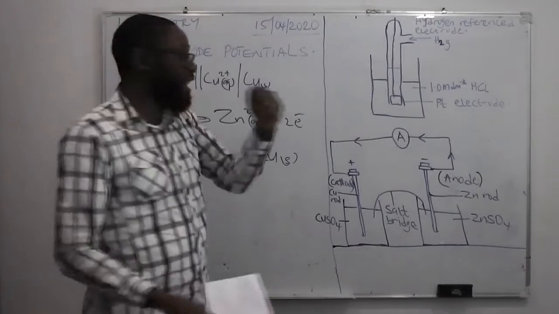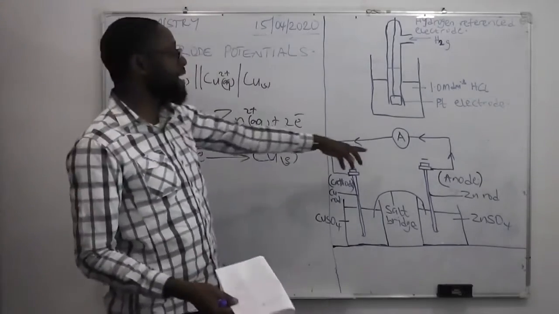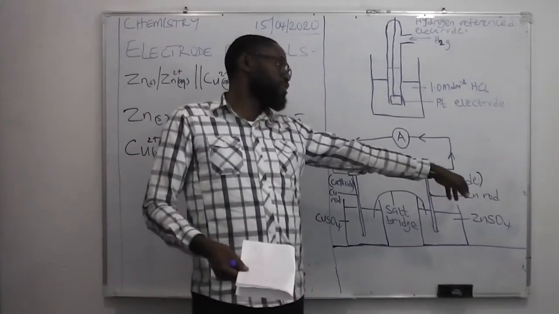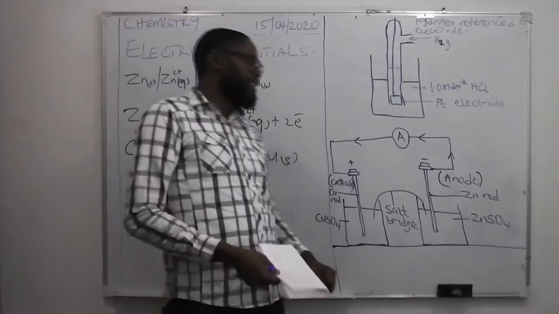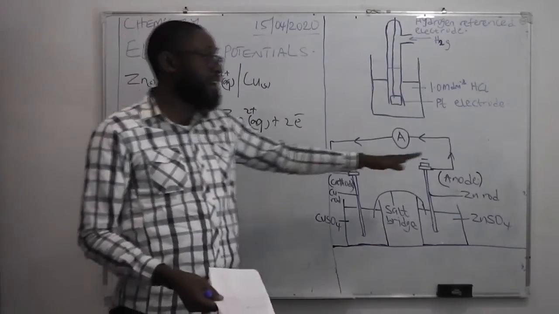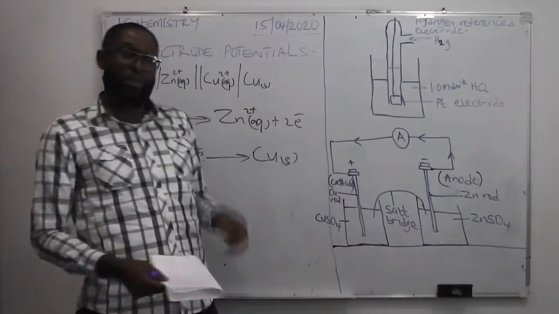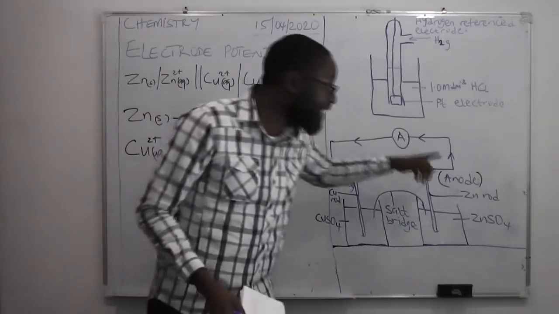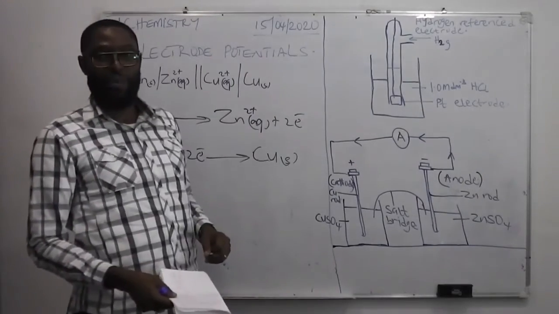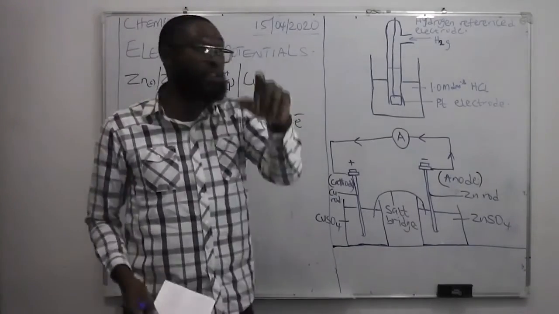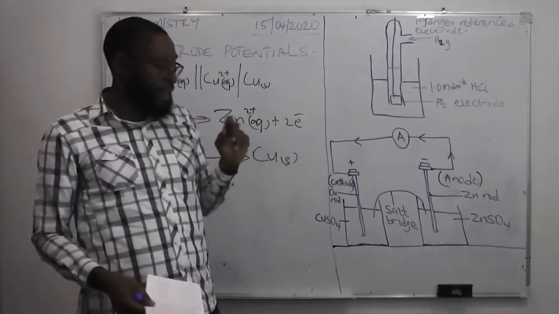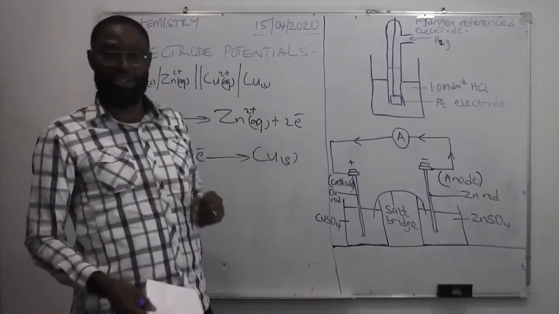Remember in the lecture I told you that oxidation always occurs at the anode. Despite that it is the negative electrode, oxidation occurred at the zinc electrode, which is now acting as the anode. Meanwhile, in electrolysis, this acts as a cathode. So you must not confuse these two different terms as we move on in this discussion.